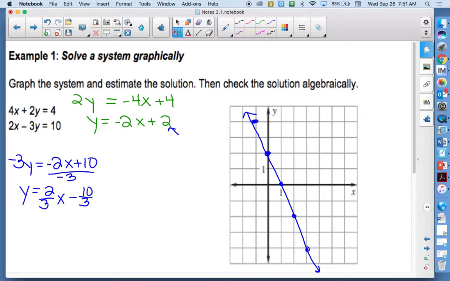Negative 10/3 is equal to what? Where would we graph negative 10/3? How far down the y-axis, Julia? You go down 3 and another 3. Yeah, 3 and then a third after that. So it makes it a little harder because we're graphing a fraction. And then you're moving up 2 over 3.